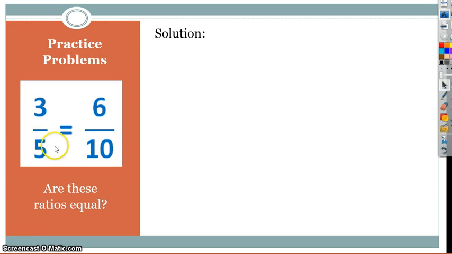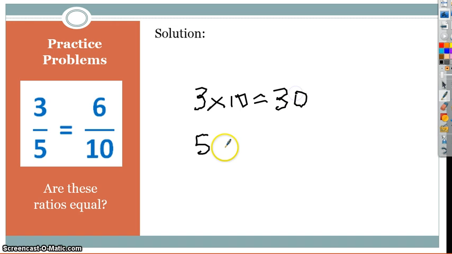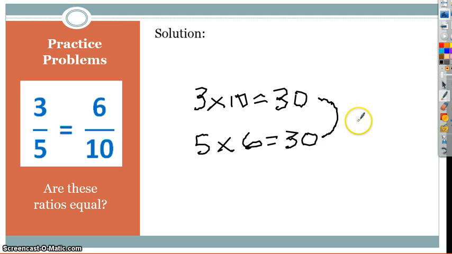Here's another practice problem. 3/5 equals 6/10. We want to know if these two ratios have equal cross products. So we're going to look at 3 times 10. 3 times 10 is 30. And then we're going to look at 5 times 6. 5 times 6 equals 30. Do we have equal cross products? Yes, we do. So these ratios are equal.